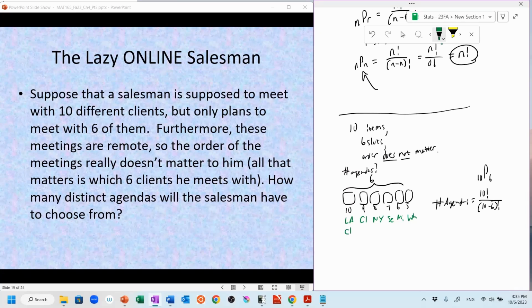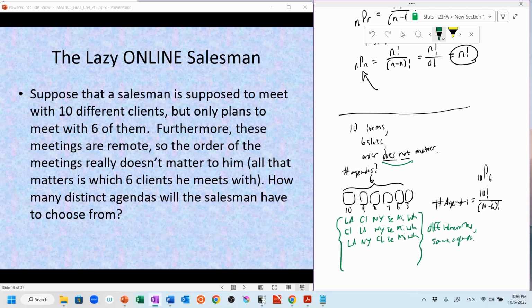But if I had, for instance, Cleveland, LA, New York, Seattle, Miami, Wheeling, that would be a different one under the permutation structure. Or LA, New York, Cleveland, Seattle, Miami, Wheeling. In other words, there's going to be a bunch of different itineraries that, when we impose that order does not matter, count as the same agenda. So these are different itineraries, but these ought to be the same agenda.